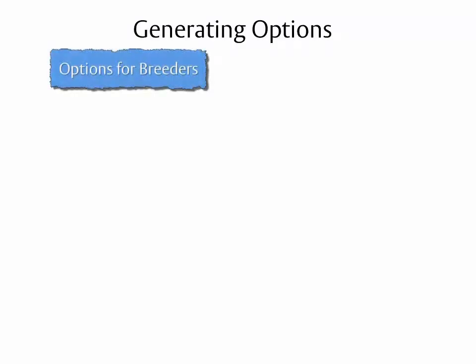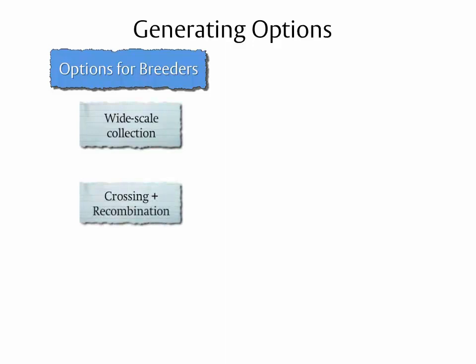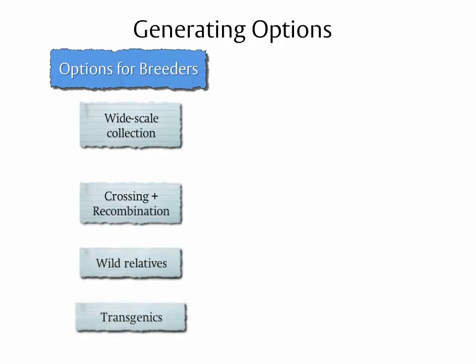The second idea I want to explore is where the options we're using in the study come from. And here we can learn from breeders. Breeders aim to generate variety and diversity to work with, and they use a number of tools for doing that. They will use wide-scale collections of the crop they're working on. They will use crossing and recombination to generate novel mixtures of genes that they represent. They might include wild relatives to increase the diversity of the genetic base, and they might even use transgenics to be able to transfer genes from one species to another.